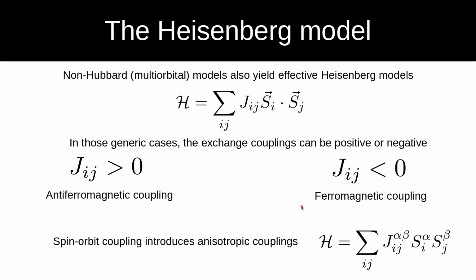And in the presence of terms in the Hamiltonian that break the original rotational symmetry, and in particular terms that couple the spin degree of freedom to the spatial degree of freedom, you can have anisotropic couplings. So these are couplings where the x, y, and z directions are not equivalent, because your Hamiltonian breaks the symmetry. And this is what happens quite often if you have strong spin orbit coupling.